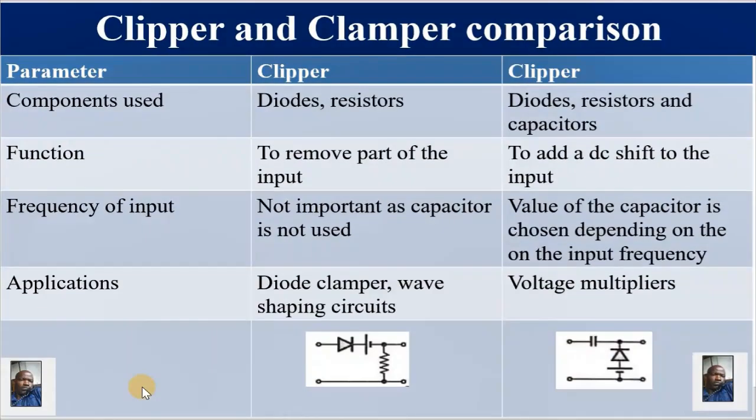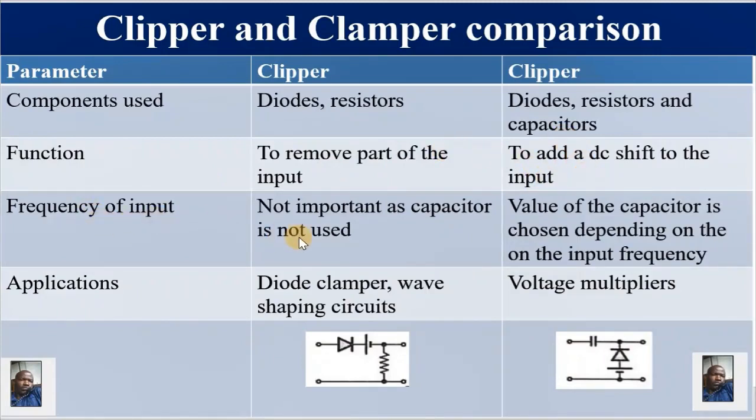The last slide in this presentation compares clippers and clampers, and it's very simple. You can go through that on your own. The components used in a clipper are diodes and resistors. Well, in a clamper we use diodes, capacitors, as well as resistors. The function of the clipper is to remove part of the input. Then the function of the clamper is to add a DC shift to the input.